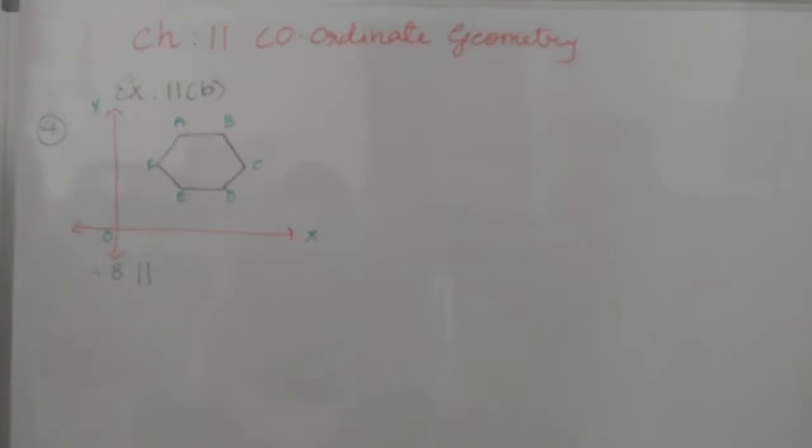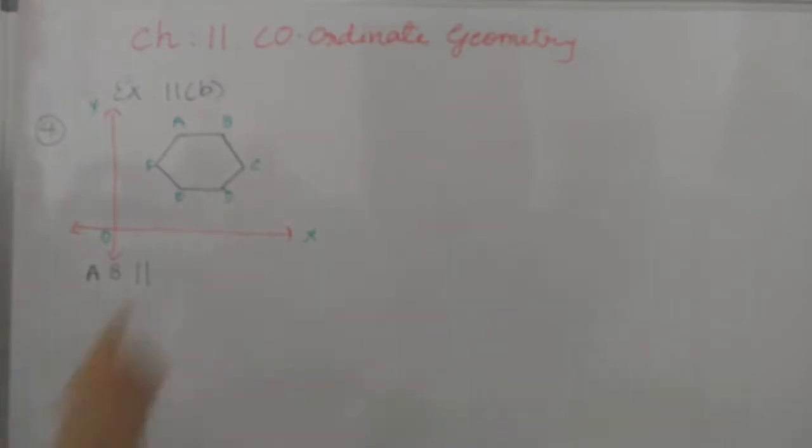Question number 4, exercise 11b. So here in question number 4, in a regular hexagon ABCDEF. So you can see in the figure, this is the regular hexagon and its name is ABCDEF. AB parallel to ED parallel to x-axis means here AB, ED and they are parallel to x-axis. What are the slopes of its sides? Means we want to find the slope of all the sides AB, BC, CD, means 6 sides. Okay, now it is regular hexagon means all its sides are equal.